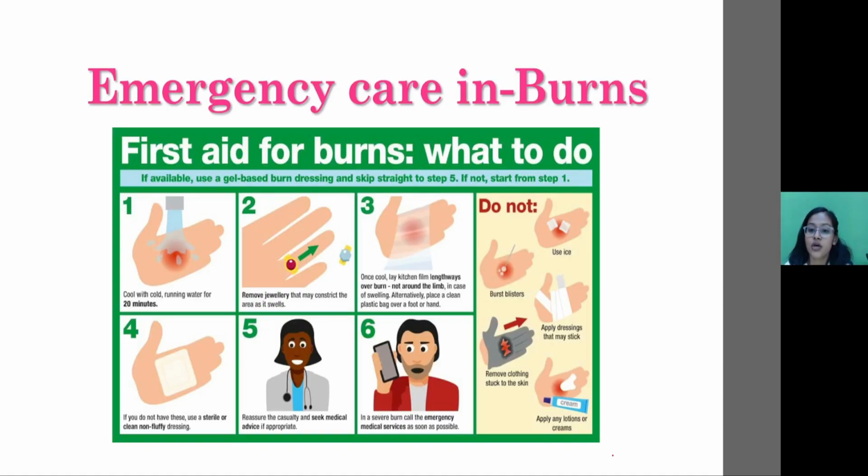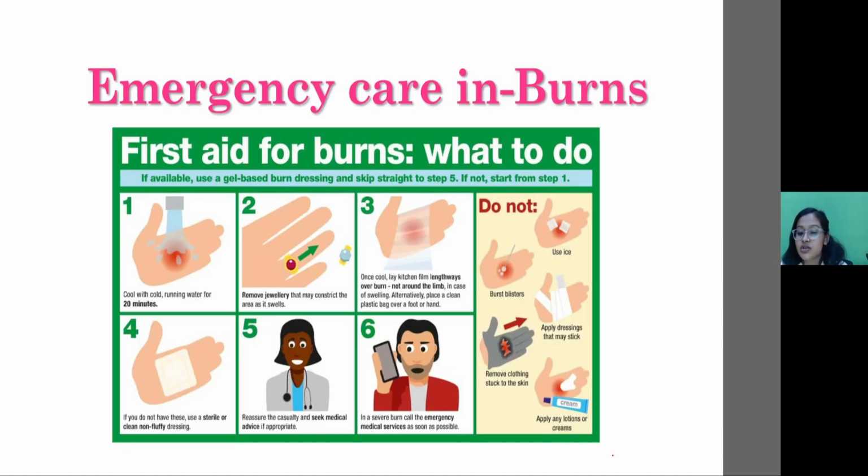The site of the area where the burn is, you will cool that area with cold running water for at least 20 minutes. And you should remove the jewelry because it may constrict the area as it swells. What will happen if the swelling becomes excessive, and the jewelry is stuck at this place? Blood supply will not be given to that area, right?